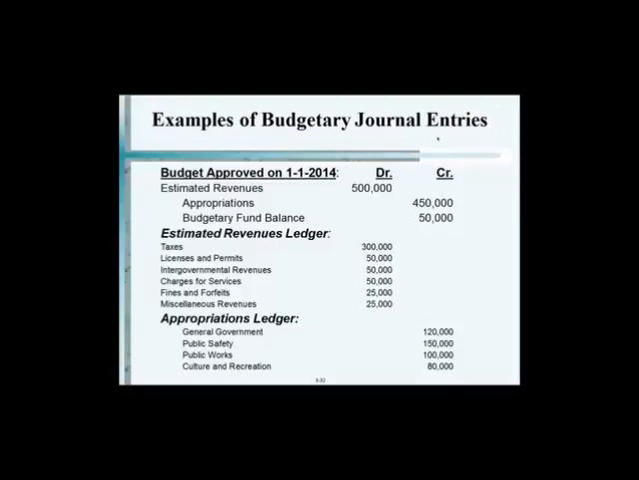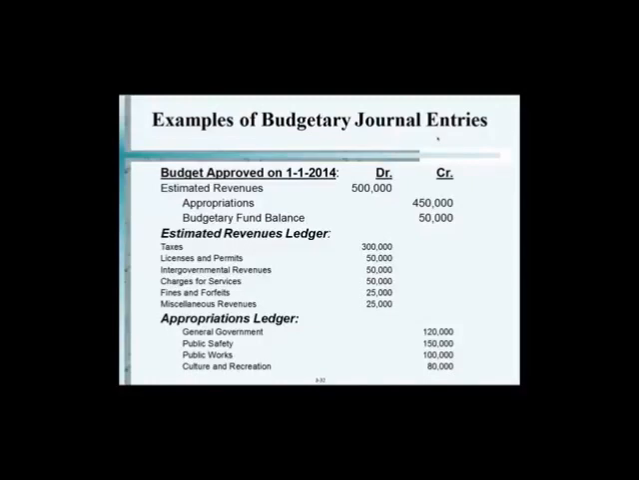Let's take the example again. You debit estimated revenues, so you now have a debit balance of 500,000. You receive $10,000, real money. Debit, cash, credit, revenue. So debit balance of 500 and credit of 10,000, what does it give me? Debit of 490, and that's the amount that I still need to collect. That's how budgetary accounting systems work.